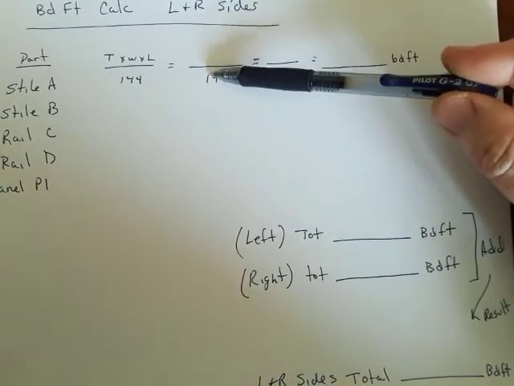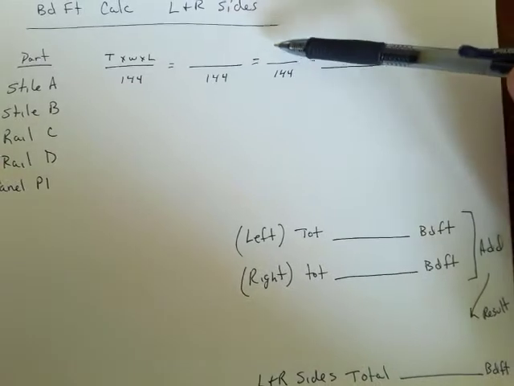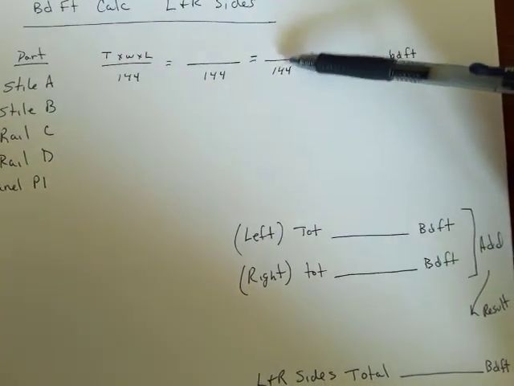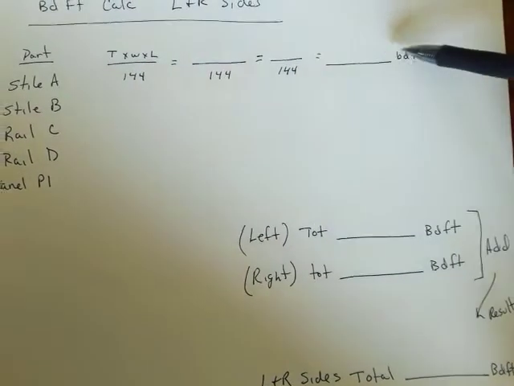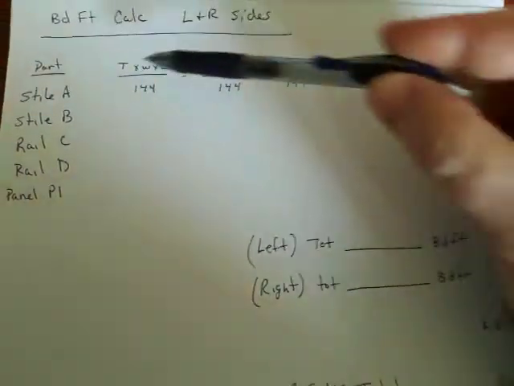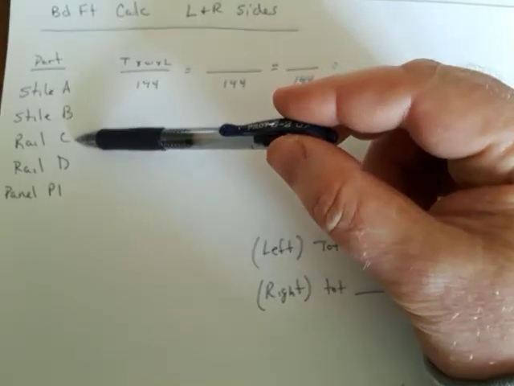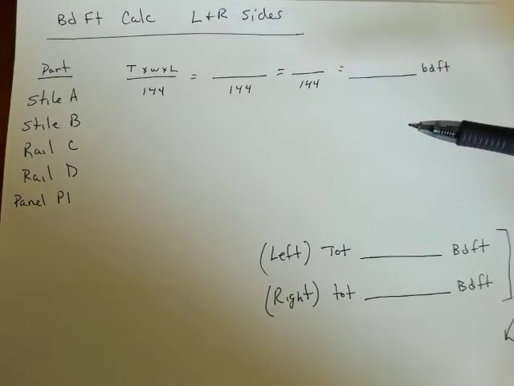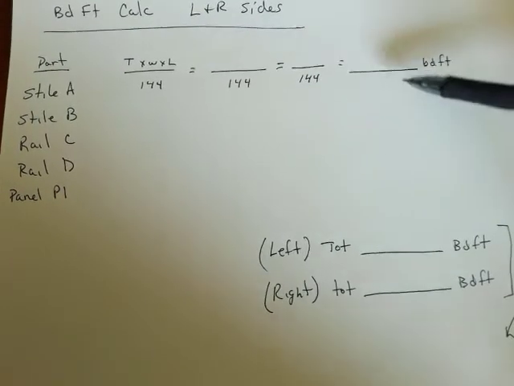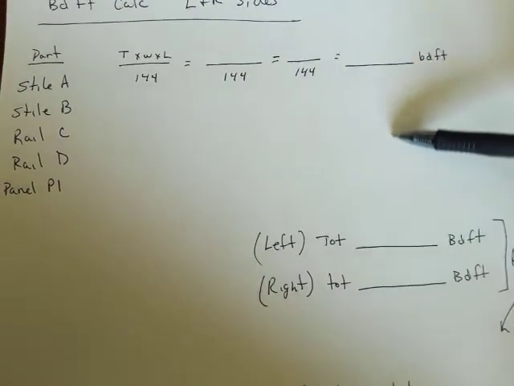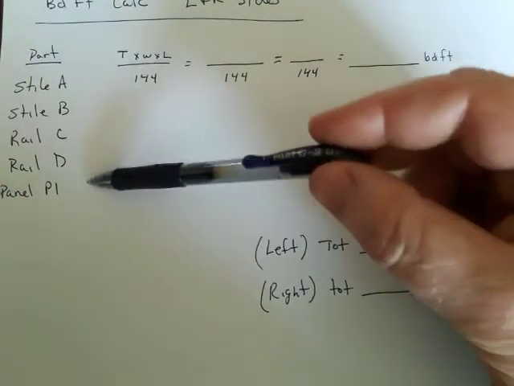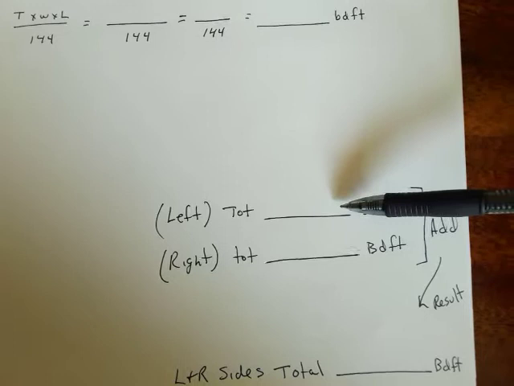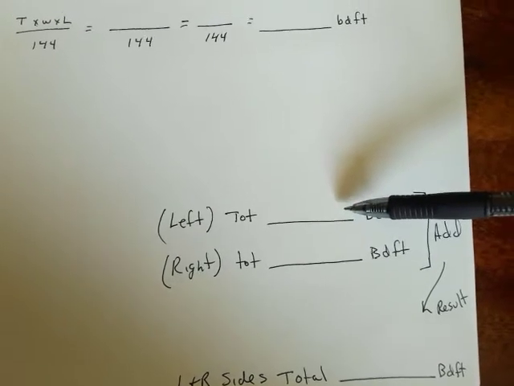Whatever that multiplication result is, it's going to go into this numerator. Then of course do the math on this fraction here, and that will be the total board feet for stile A. Then repeat for stile B, rail C, rail D, and then panel P1. Then you're going to add up all the board feet for each of those components, and that's going to go here, which we'll call the left side total for board feet.